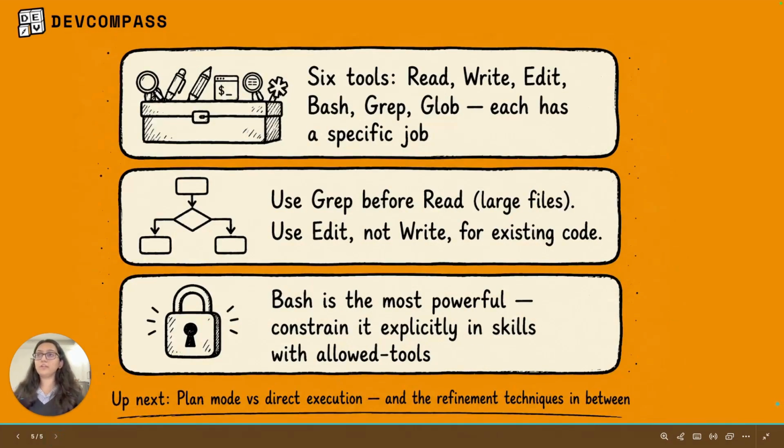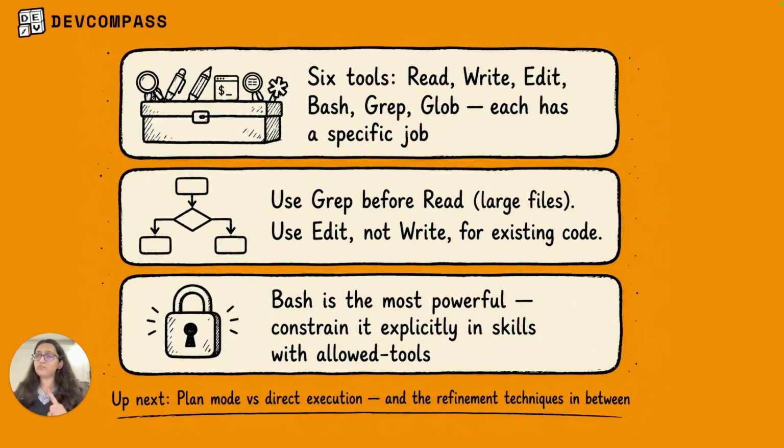That was it for this video. We discussed 6 tools: read, write, edit, bash, grep, glob. Each has a specific job. You know when to choose which. Use grep before read. Remember, use edit, not write for existing code. Bash is the most powerful one, so you have to explicitly constrain it in skills with allowed tools.